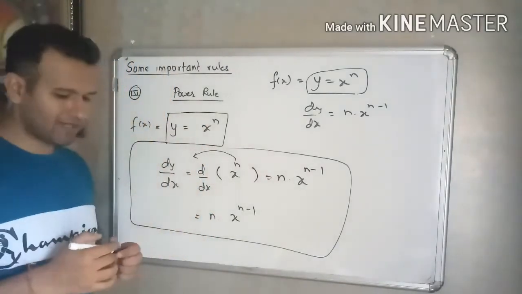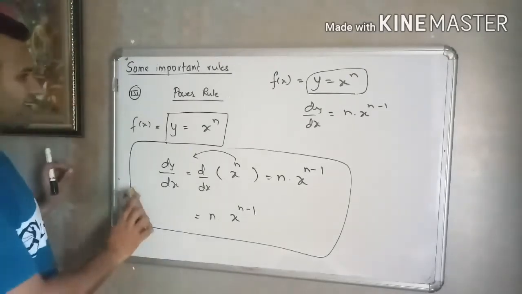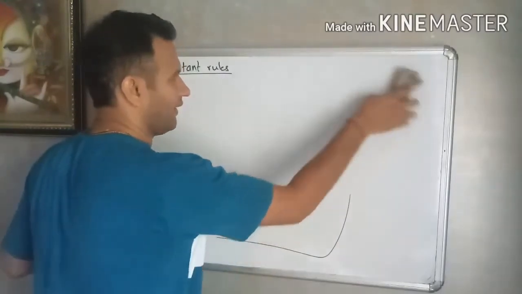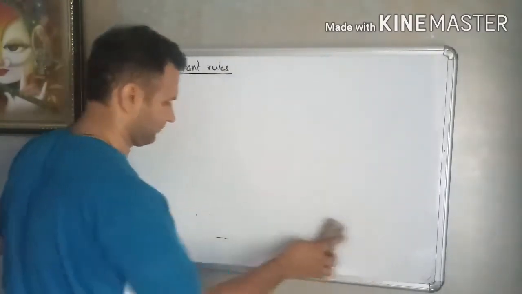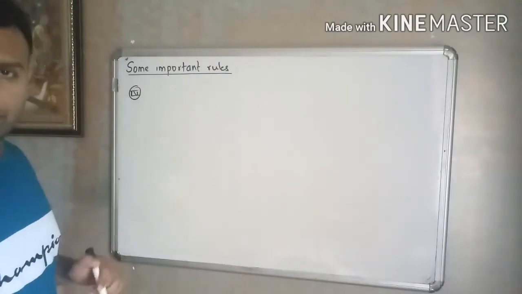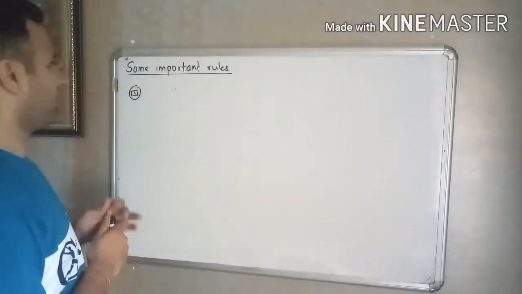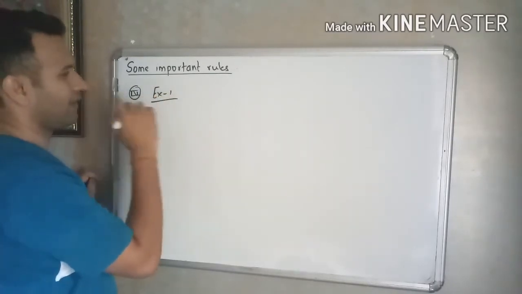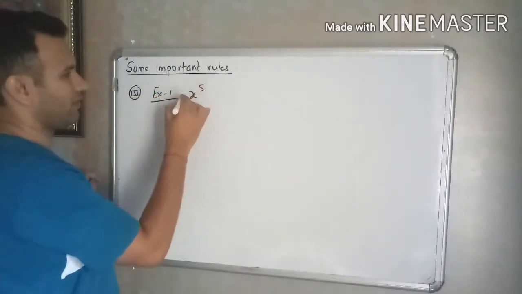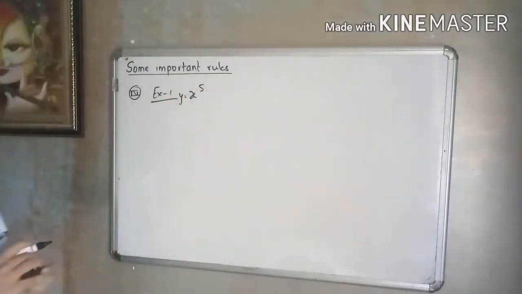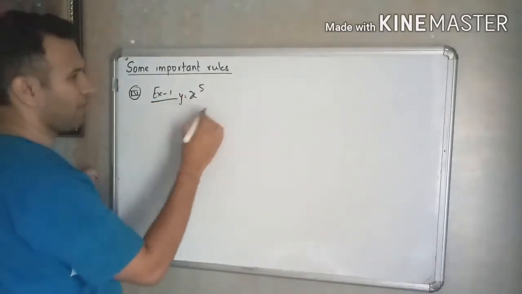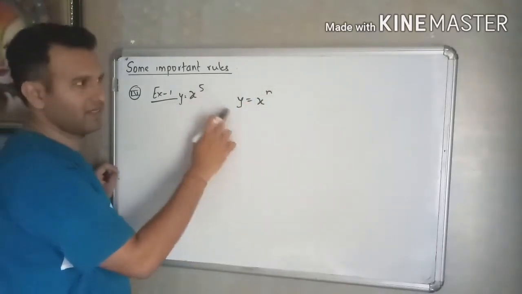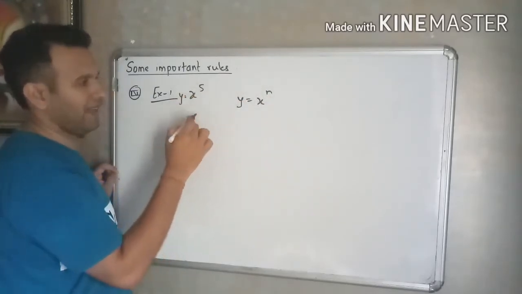Now we'll take some examples based on the power rule, right? Let us take a few simple examples so that we can use this formula in our future chapters. So let us start with example 1. Let us say the function is x raised to 5. Now compare this with x raised to n. So this is x raised to 5 and this is x raised to n. So obviously the value of n is 5.